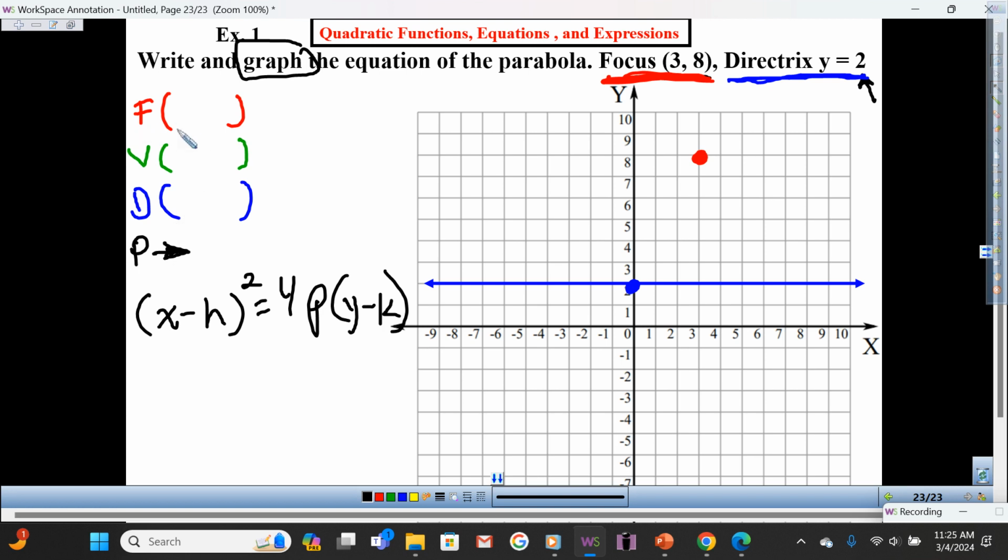So, what do you think F stands for, everyone? Focus. So let's write it in red in there. Our focus was 3, 8. Okay. So let's see as you follow along.